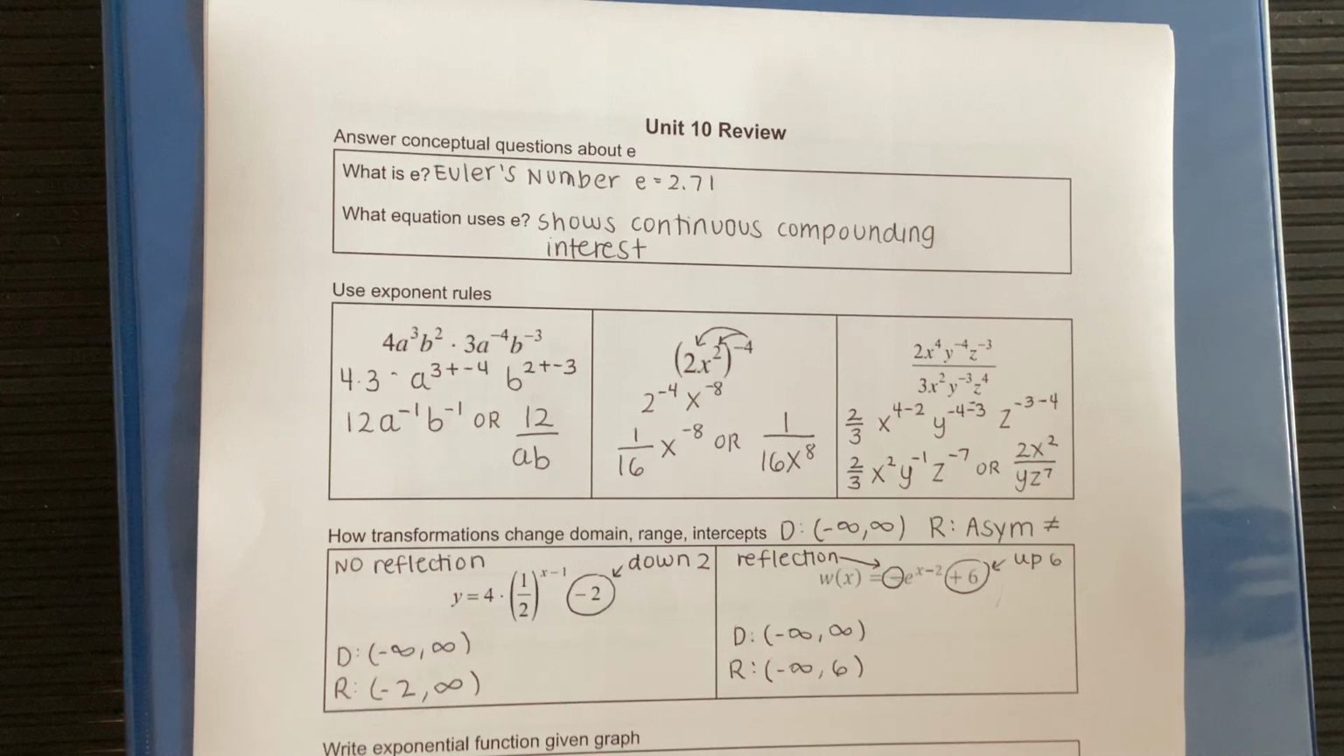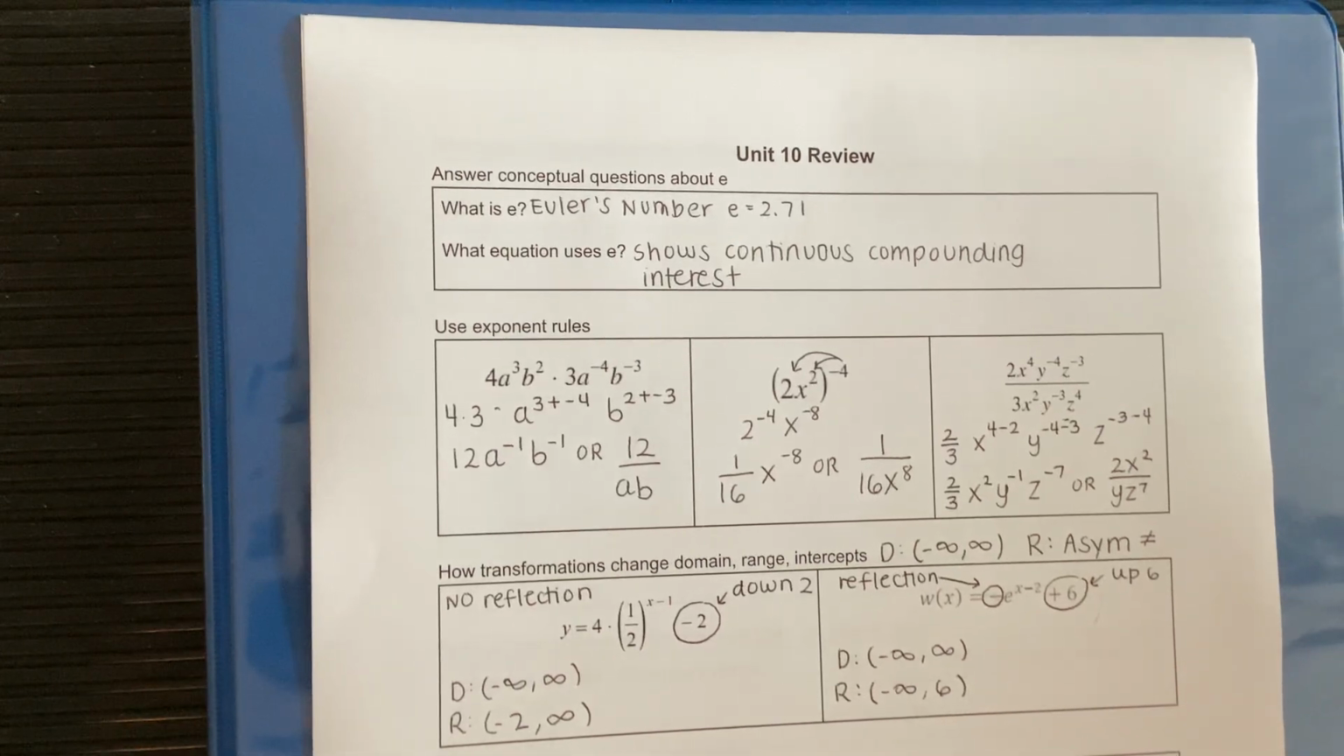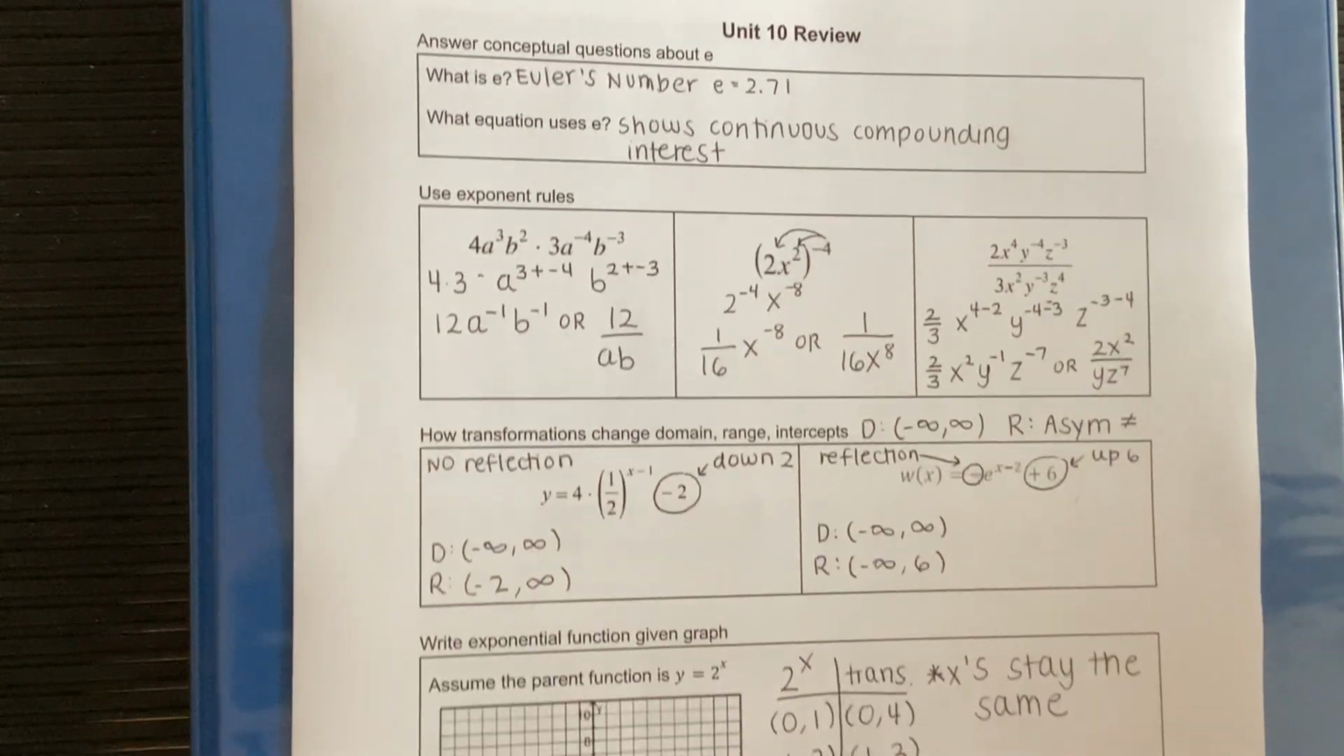So here we go. All right, so the review starts and it talks about understanding conceptual questions about e. So you need to know e is Euler's number, that's that 2.71, and it's used to show continuously compounding interest. So that P equals e raised to the rt, it shows what happens if you have that continuous growth. So just kind of understanding that, know that natural log is the inverse of that, okay?